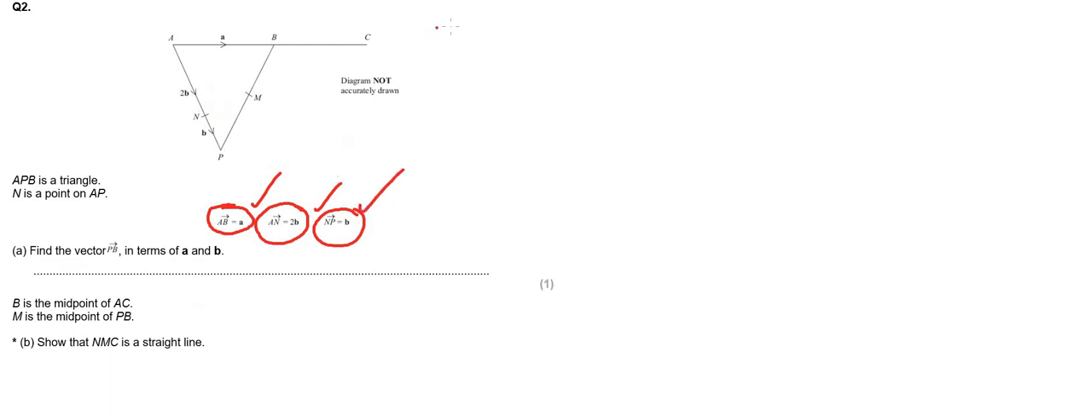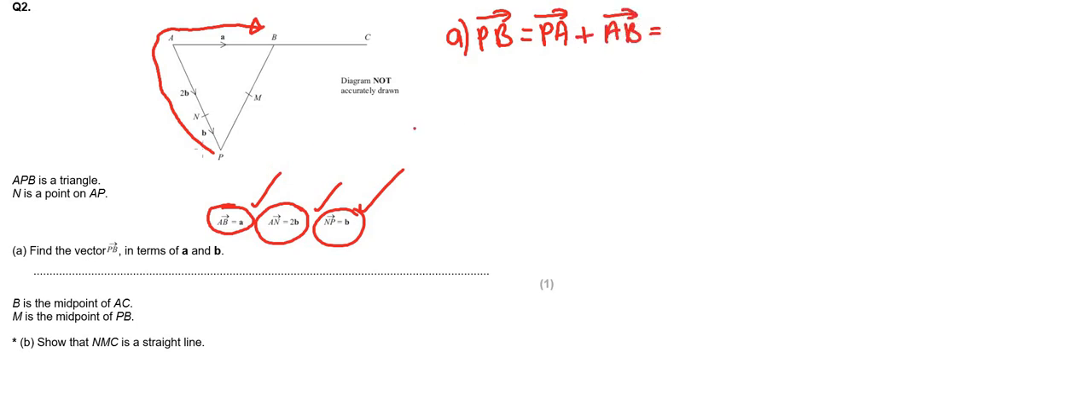So now, first thing for A, we'll show that PB is A minus 3B. To get from P to B, there's no direct route, so I'm going to have to go around following the vectors. First I'm going to go from P to A, and then from A to B. P to A, I'm going against the arrows, so that's minus B minus 2B, that's minus 3B. Then I'm following the arrow from A to B, so I add an A. That's A minus 3B. That's P to B. Brilliant, so that is our first part taken care of.